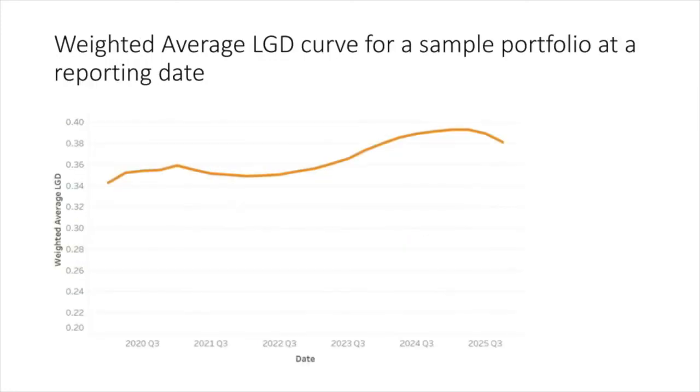This next slide shows the weighted average LGD curve for the sample portfolio. As the macroeconomic scenario or forecast changes in the forecast horizon, the weighted average LGD also responds to that change in macroeconomic conditions. We don't see a flat line, but rather a gently rolling line that represents the weighted average LGDs as they come out of this portfolio through the time horizon we are forecasting the LGD for.